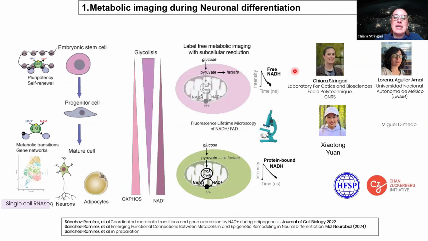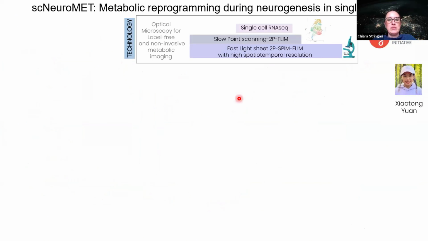And this is a long-lasting collaboration with Lorena Aguilar Arnal from the University of Mexico. And with her, we've been measuring the metabolic fingerprint and mapping metabolic maps of cells during differentiation into neurons, and coupling this also with RNA sequencing to really understand the connections between epigenetics and metabolism.